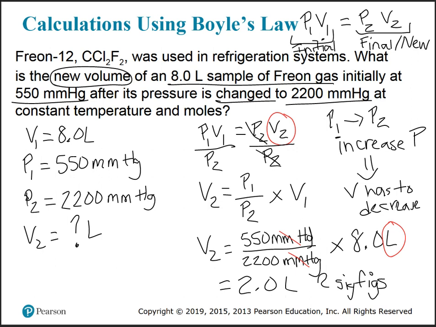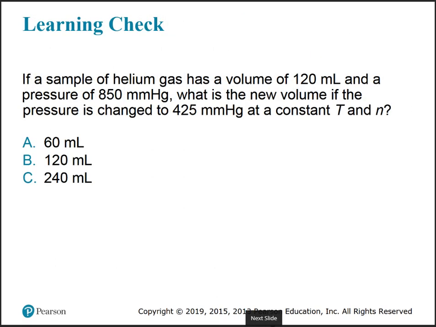So if you still need more help with that, we're going to do some more problems. So here's another problem to try. We have a sample of helium gas, and it has a volume of 120 milliliters and a pressure of 850 millimeters of mercury. What you have to do is find the new volume if the pressure is changed to 425 millimeters of mercury at a constant temperature and no change to the amount of gas.